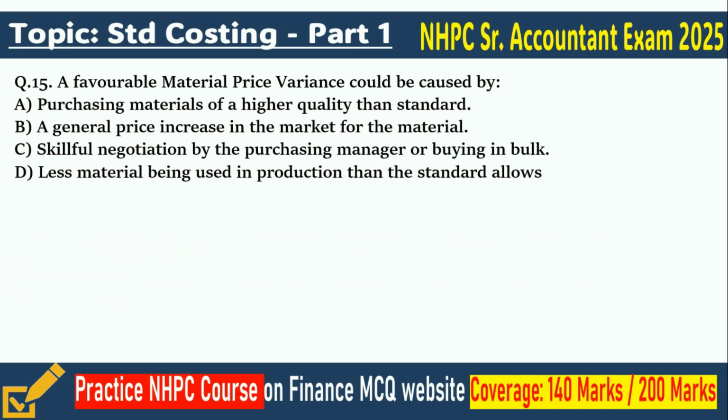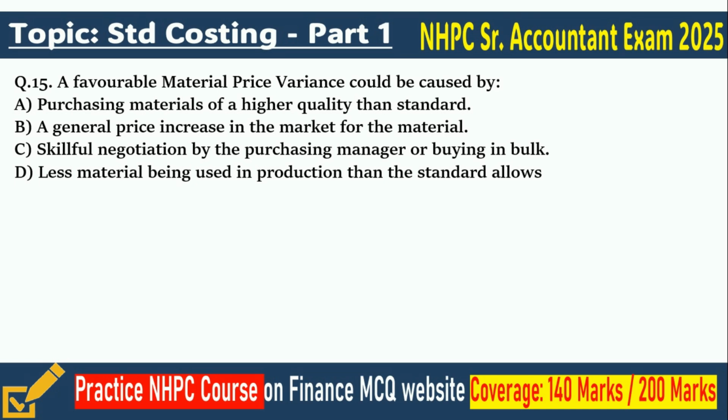A favorable material price variance could be caused by option A, purchasing materials of a higher quality than the standard. Option B, a general price increase in the market for the material. Option C, skillful negotiation by the purchasing manager or buying in bulk. Option D, less material being used in production than the standard allows.